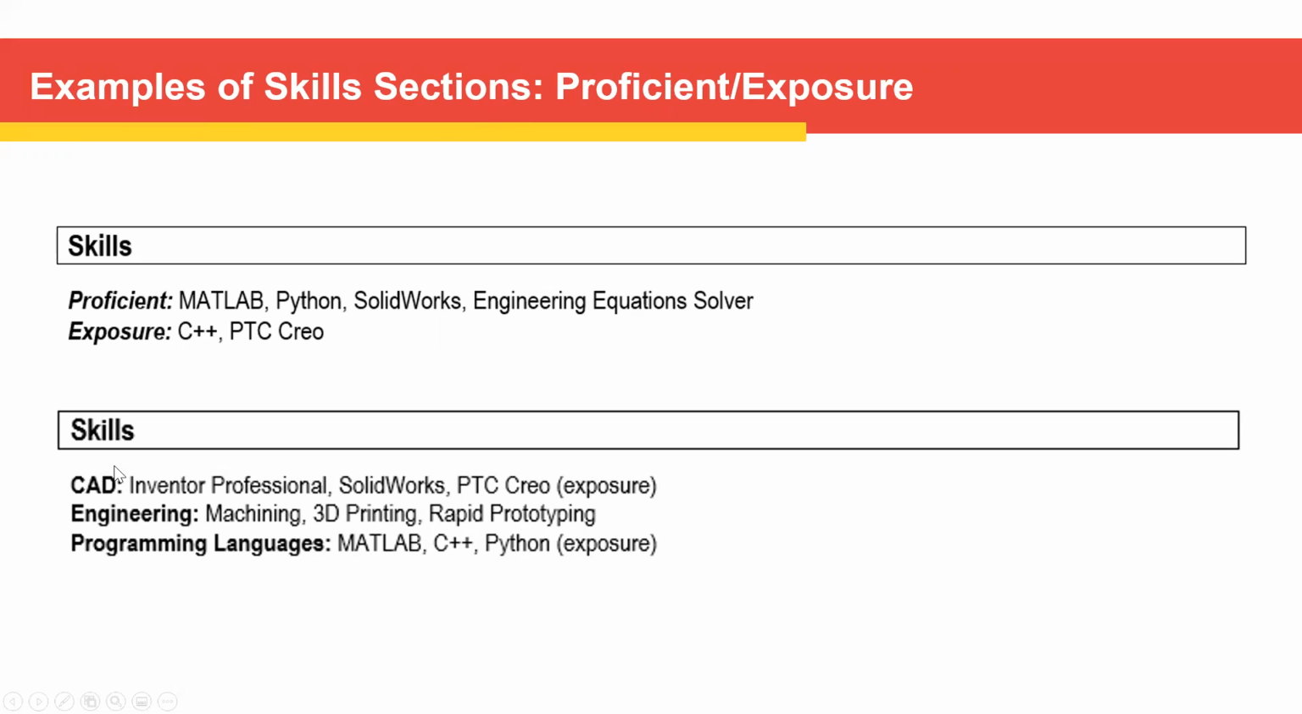Another way to do this is to actually make different categories for your skills section, but then you say, oh, I don't have the most experience in PTC Creo. I'm going to go ahead and put the word exposure next to it so that the employer knows that, yes, this person has experience, however, they don't have the most experience.